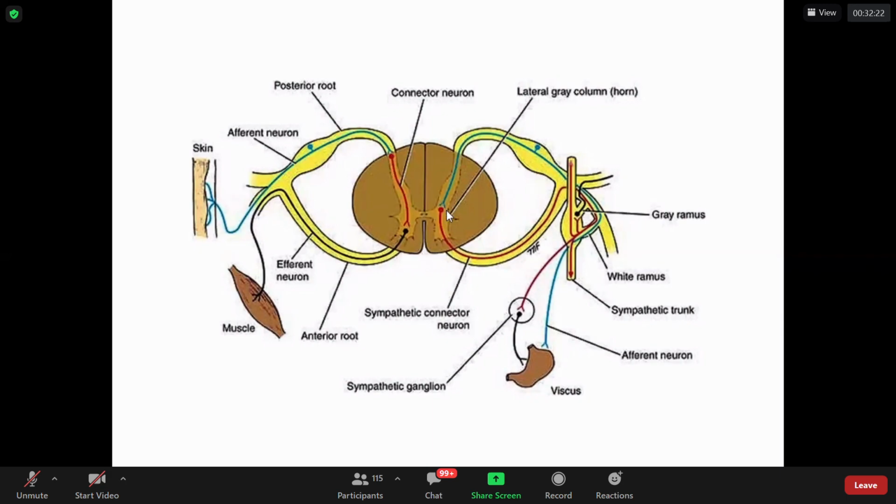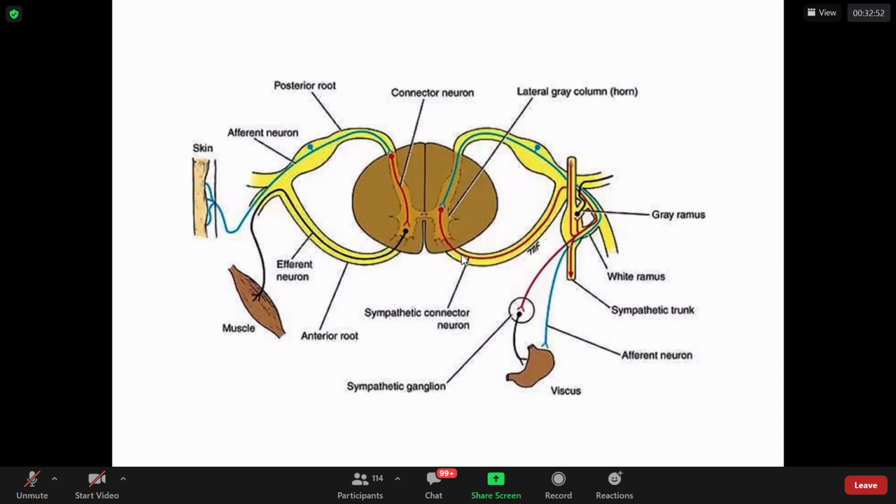But instead of the posterior horn, there is yet another horn called the lateral horn. There it actually ends. It ended at the posterior horn before, and now it ends at the lateral horn. This cell body is located in the lateral horn, instead of the anterior horn, and from there the preganglionic sympathetic connector neuron starts its journey, taking the help of the somatic nerve's anterior root.